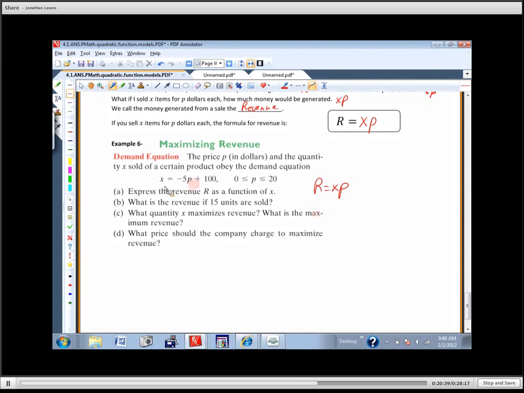Well, here's an equation that relates x and p. So let's take that one, x equals negative 5p plus 100, and let's solve that for p. Let's figure out what we can plug in for p. So this is going to be x minus 100 equals negative 5p, and let's divide everything by negative 5. So this is what I get. I get p equals negative 1/5 x, and what is negative 100 divided by negative 5? Positive 20. What do I do with that?